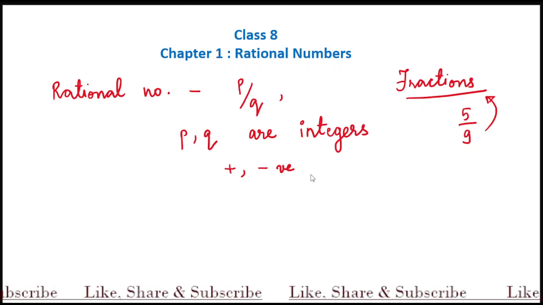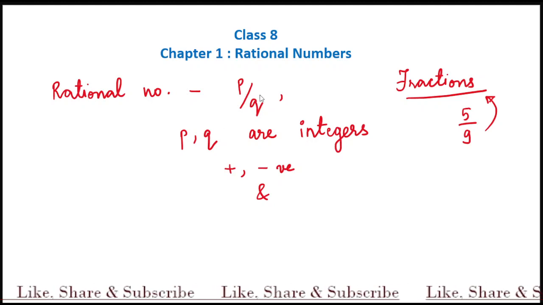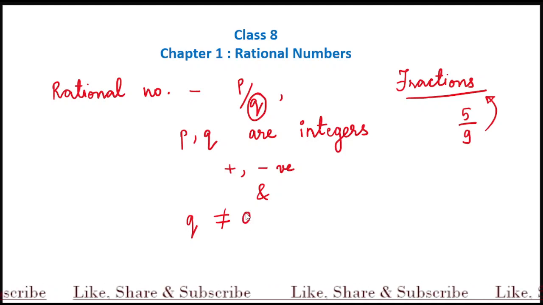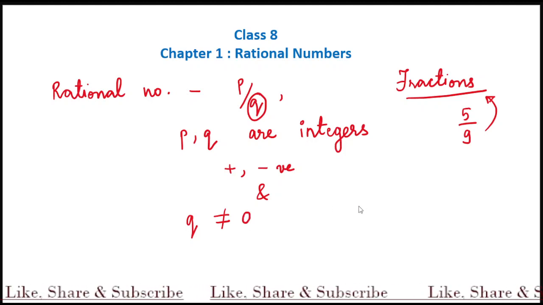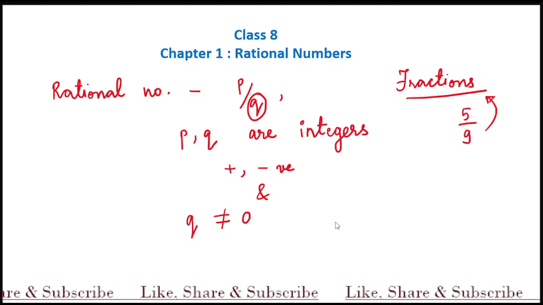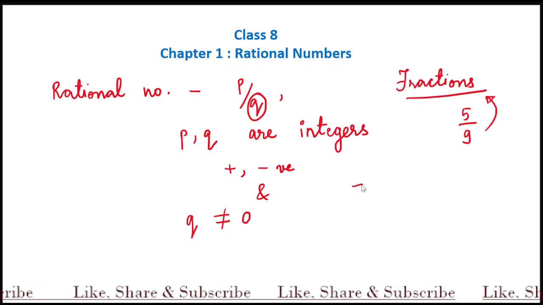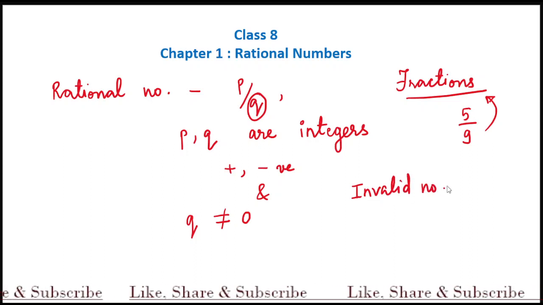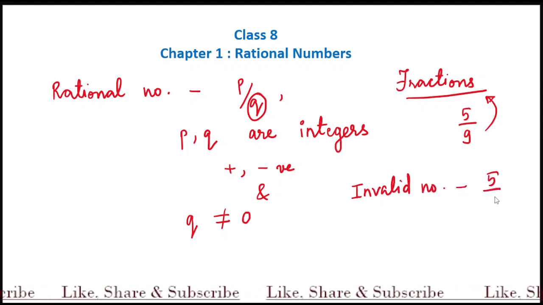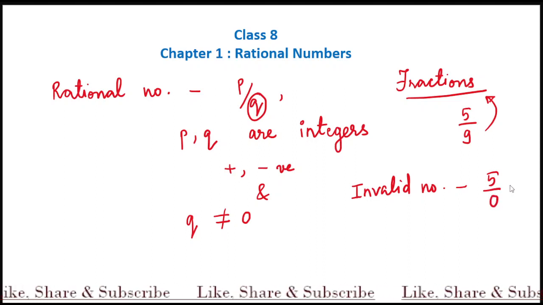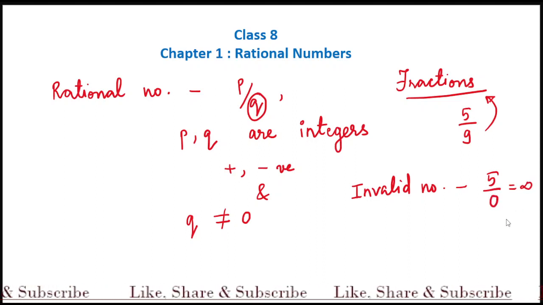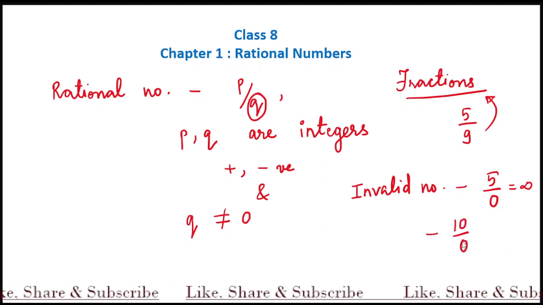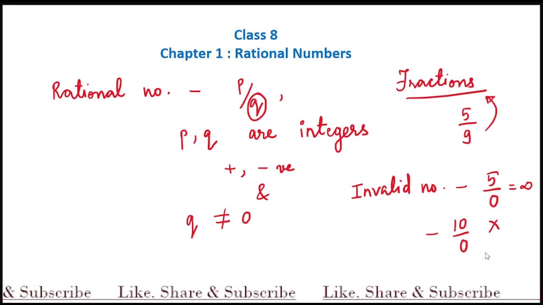allowed. Also remember that the denominator, which is q here, will never be equal to 0. If we write the denominator as 0, that turns out to be an invalid number. So I cannot write 5 by 0 because on solving this we get infinity as our answer. In the same way, I cannot write 10 by 0. It is actually meaningless.